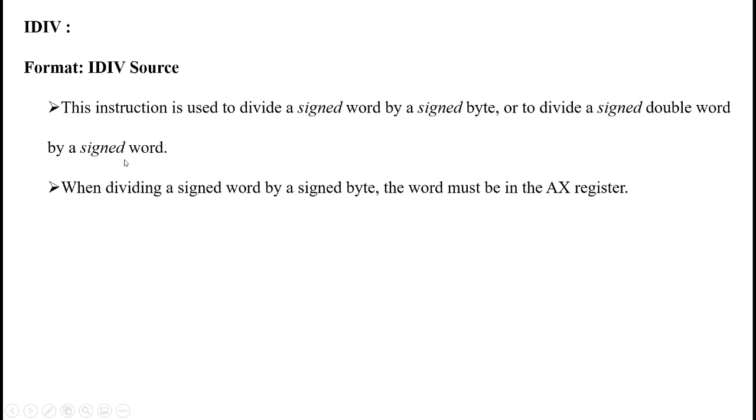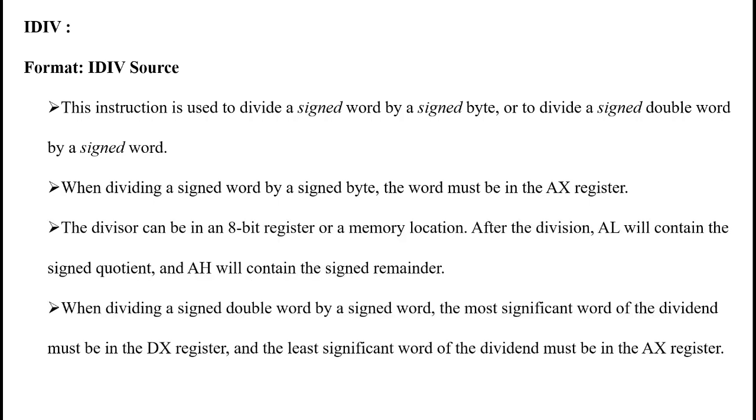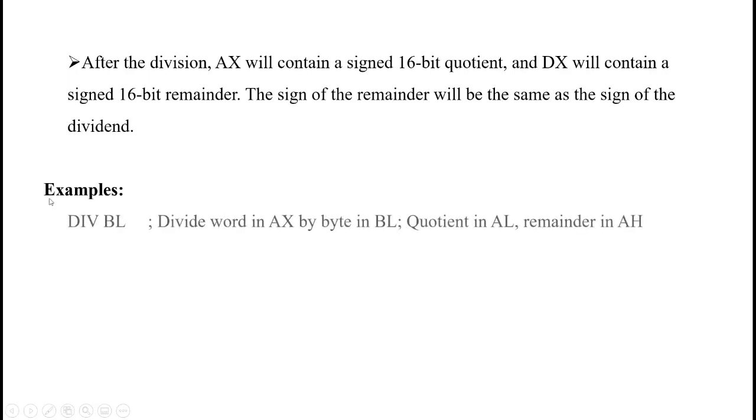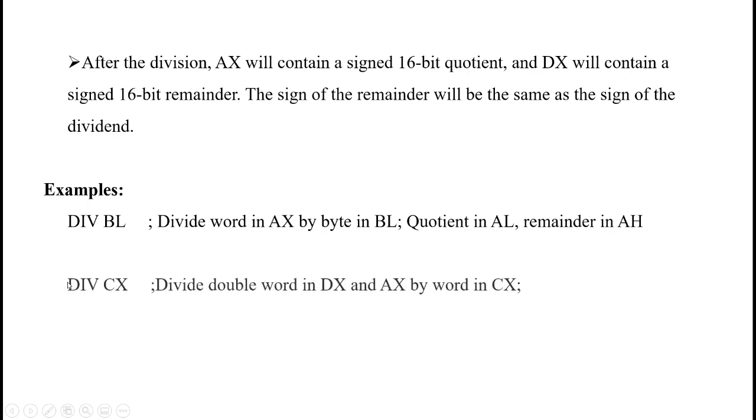Then IDIV. This is with respect to signed numbers. Suppose you want to divide a negative number by a positive number or a negative number by a negative number, then you have to use the IDIV instruction. It is the same as the DIV instruction, only with sign extend. You can see the examples here. IDIV BL divides the accumulator by the BL register and the result will be stored in AX. IDIV CX: the quotient is in AX and the remainder in the DX register.